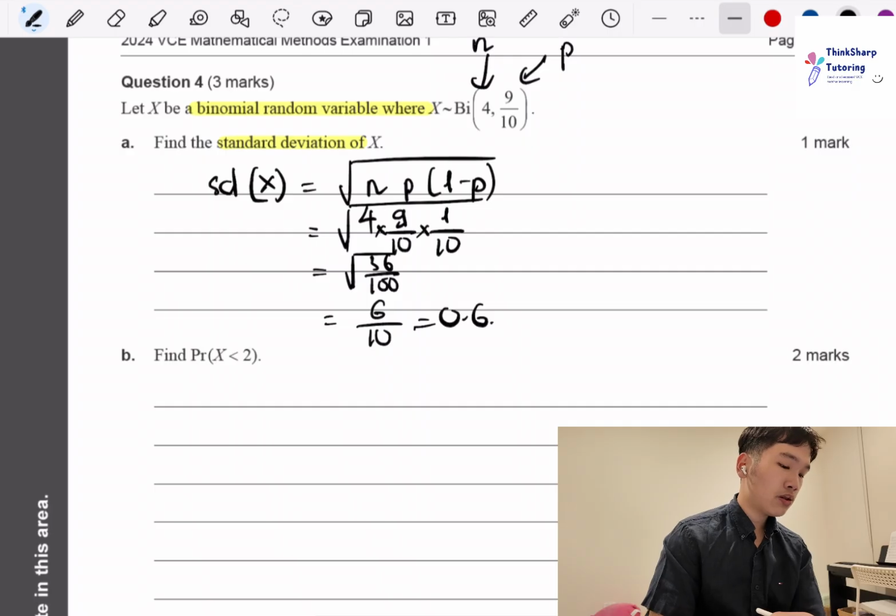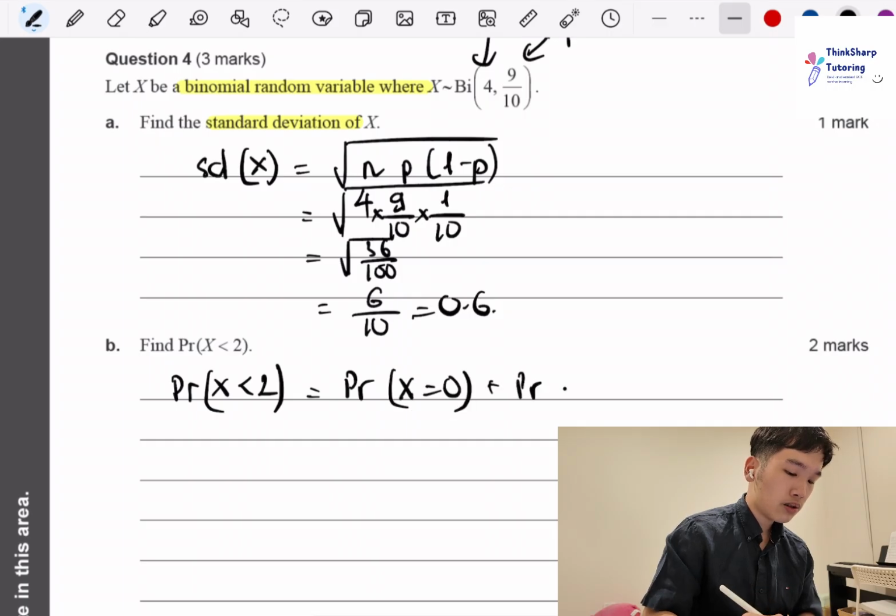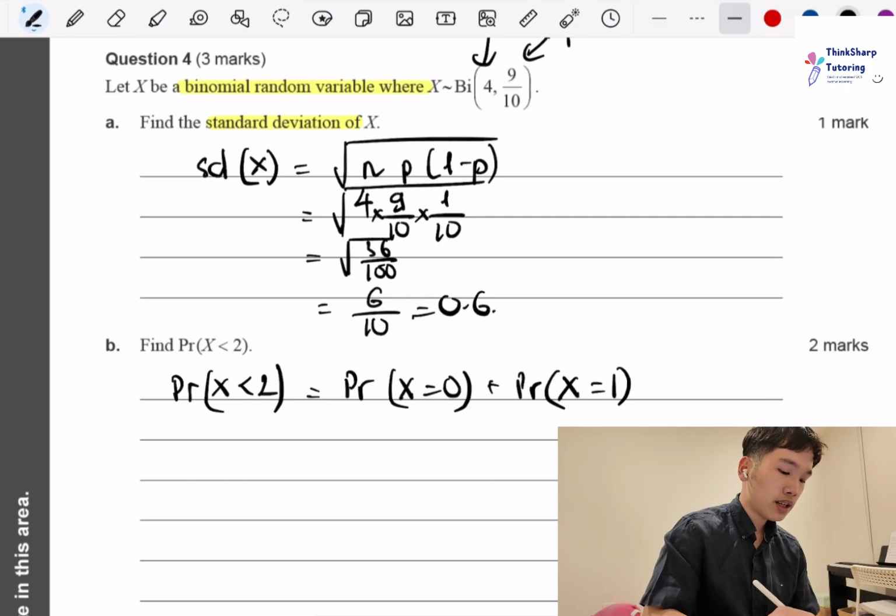Probability of x smaller than 2. So we have 4 trials. That means either we succeed 1 time or we succeed 0 times, right? So Pr of x smaller than 2 would be equal to Pr of x equals 0 plus Pr of x equals 1. So either succeed 0 times or succeed 1 time.